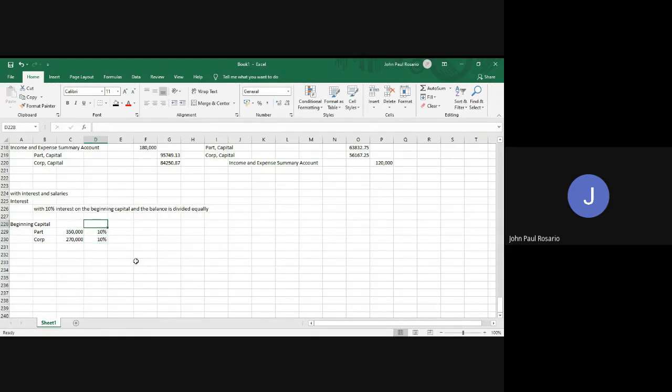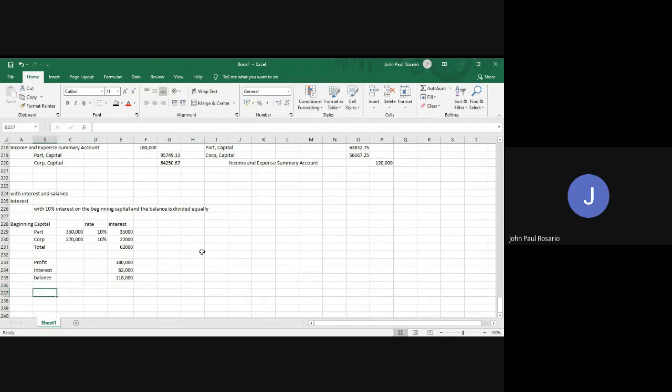So this is the interest rate, and this is the interest. The interest would be this one times this one. So that is Part's share and then Corp's share. The balance is divided equally. So when we say balance, how much is left? What is the total interest? Our profit is 180,000, and the interest is 62,000. So the balance is 180 minus 62, which is 118. That will be divided equally.